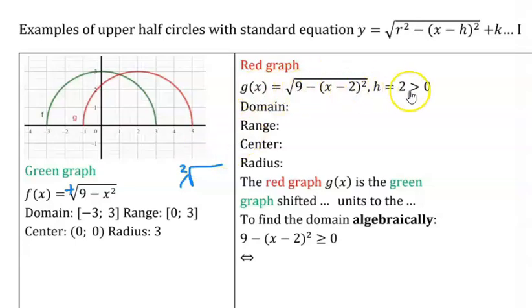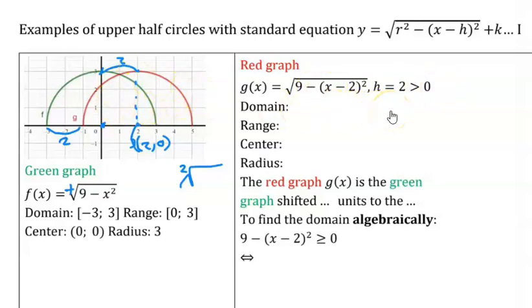Okay, what happens here is if I take my origin here, then to get to the center of this red graph, which is now the point (2, 0), I had to move 2 units. From -3 to -1 is 2 units. From 0 to 2 is 2 units. I've moved 2 units to the right, and that's why I have this formula: the square root of 9 minus (x minus 2) squared. The h is 2, it's positive, so I've moved to the right.